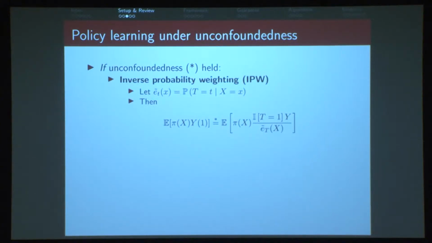Then we can use it as follows. Suppose we want to evaluate that first term in the risk of a policy, right? The expectation of pi times y of 1. That was that first term. We can rewrite that in the following way.